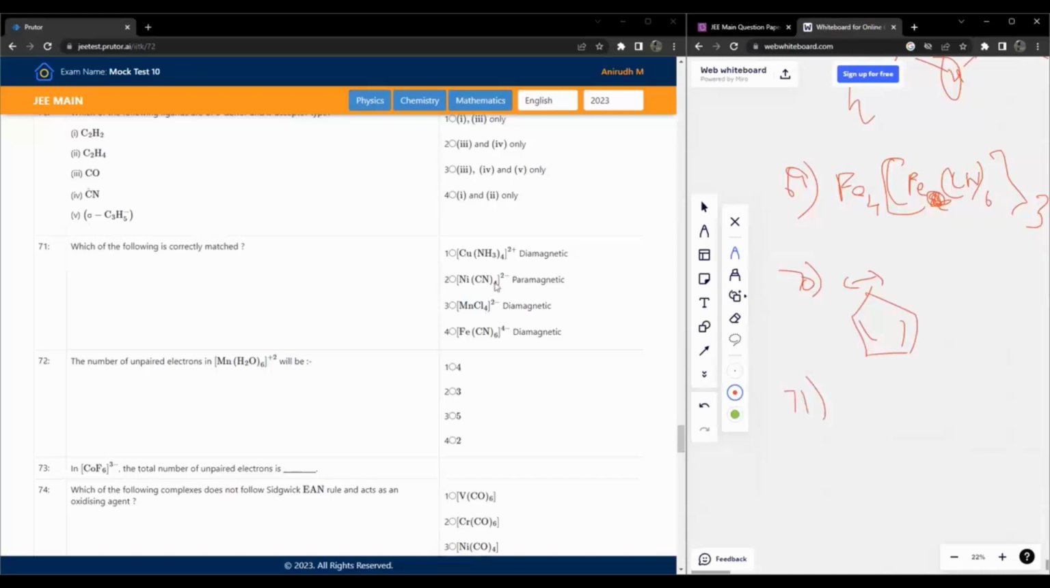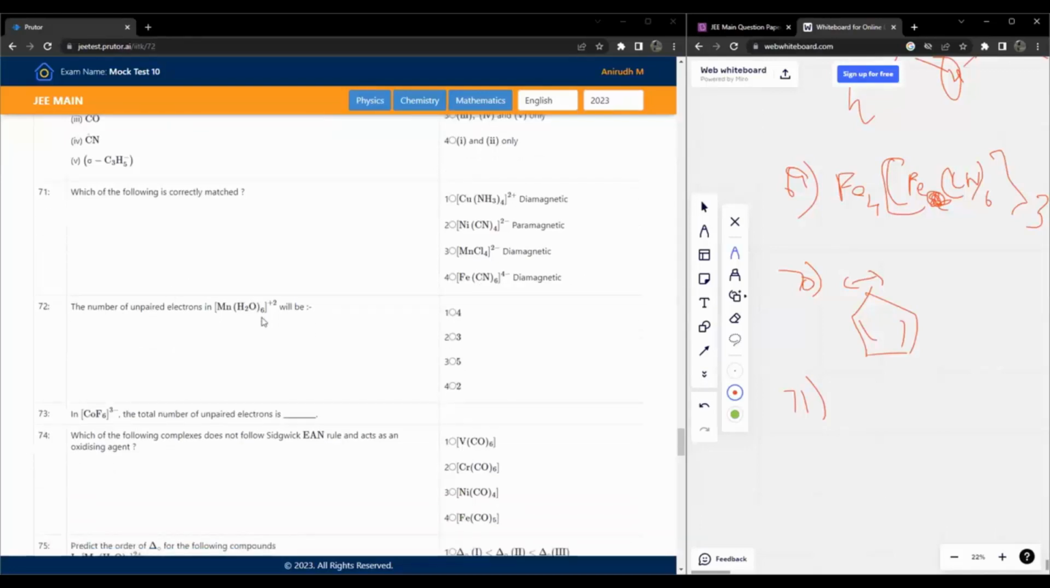71 is basically Cu2 plus, which has 29. It cannot be diamagnetic because it has an odd number of electrons. Ni2 plus with a strong ligand has 28 electrons, and this compound is diamagnetic because CN minus is a strong field ligand. MnCl4 2 minus is Mn2 plus, which is 25 electrons, cannot be diamagnetic. Fe(CN)6 4 minus is Fe2 plus, 26 electrons with a strong field ligand, that's diamagnetic. So 4 is the answer, right?